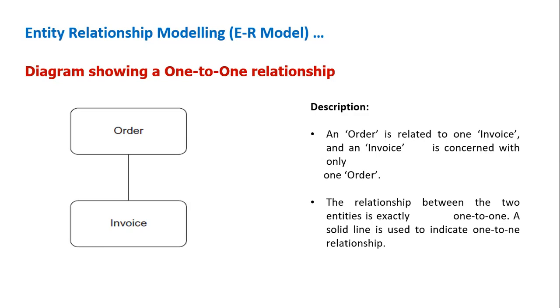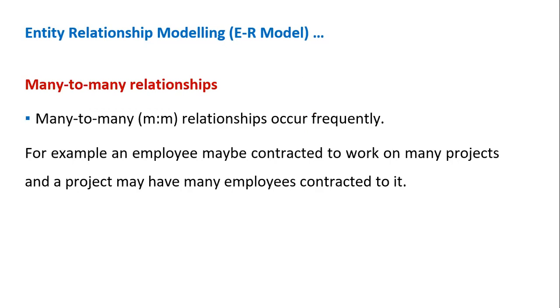The relationship between two entities is exactly one-to-one. A solid line is used to indicate a one-to-one relationship. Just look at a situation whereby you purchase several products. You buy one today, you get its own invoice, you pay for it. You also buy another one, you get another invoice. So that is exactly one-to-one.